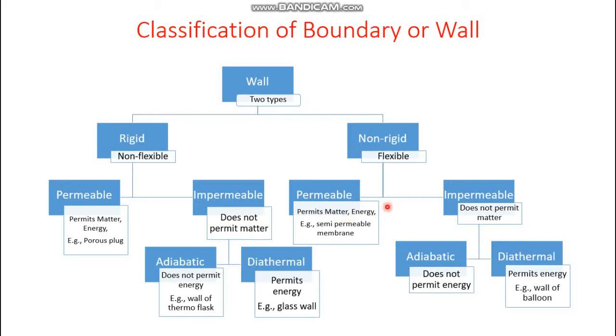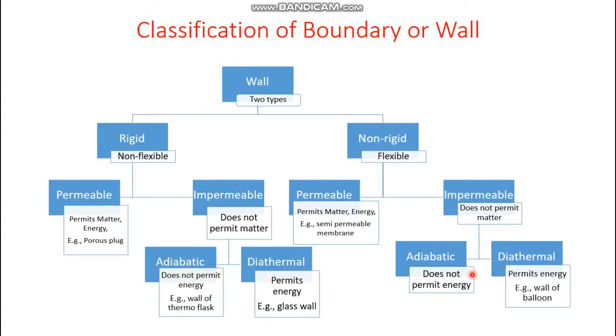Similarly, in case of non-rigid walls, they are also of two types. One of them allows energy and matter both to be exchanged, and the second one does not allow matter to be exchanged, but it may or may not allow energy to be exchanged. Now if it permits energy to be exchanged, then it is a diathermal wall, and if it does not, then it is an adiabatic wall.